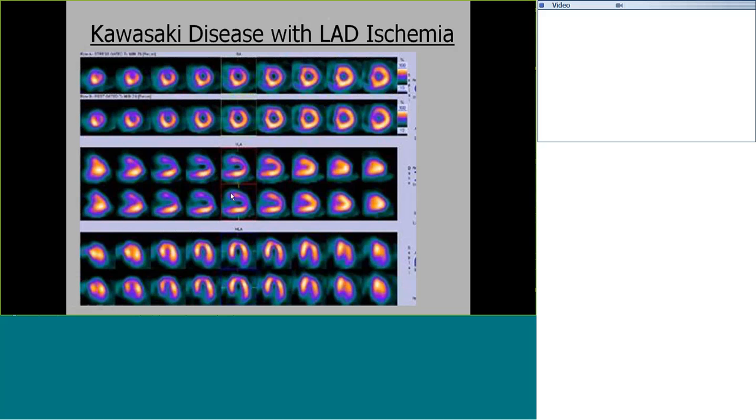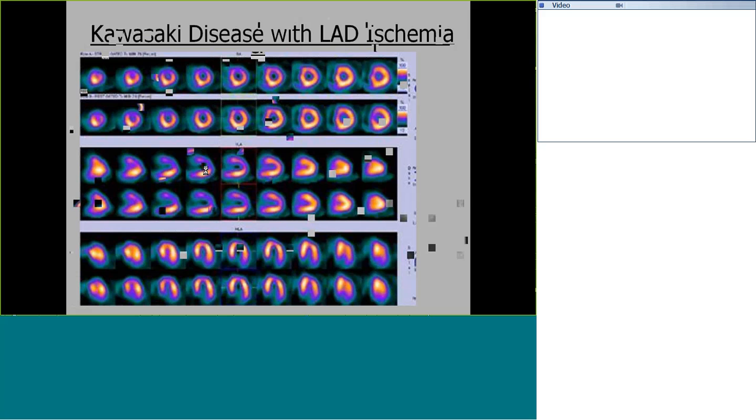You calculate the number of segments showing defects during stress, that is summed stress score, and you calculate the number of segments with perfusion defects during rest, that is summed rest score. Summed stress score minus summed rest score is summed difference score, and that shows the extent and severity of the reversible ischemia.